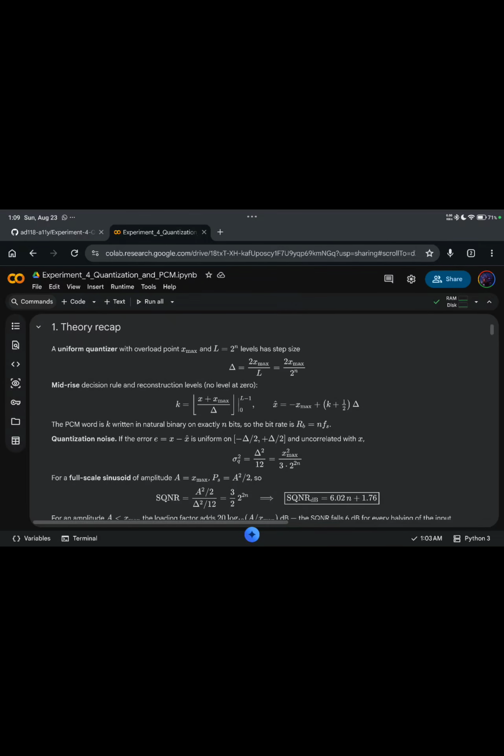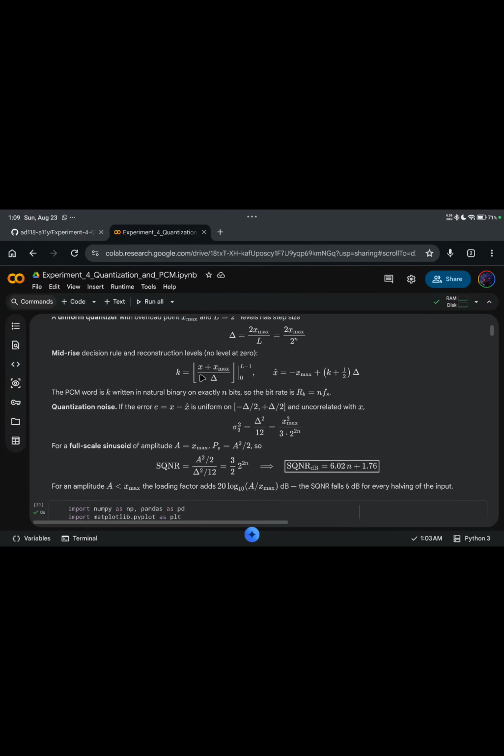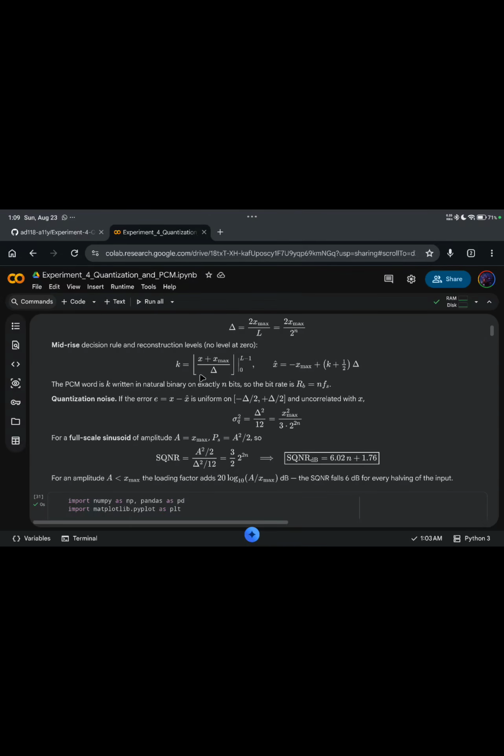For the mid-rise quantizer, the input signal is converted into an index using the floor operation. The index is then clipped between 0 and L minus 1. The quantized output is reconstructed from the center of each quantization interval. The theoretical SQNR for a full-scale sinusoid is 6.02 n plus 1.76. The equation predicts that every additional bit improves the SQNR by approximately 6 decibels.